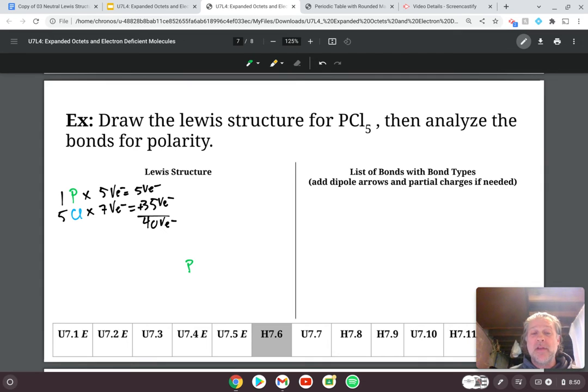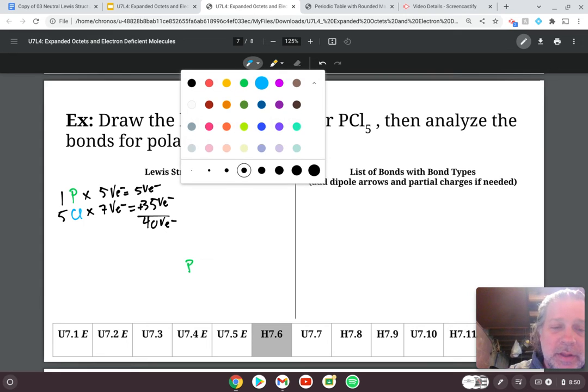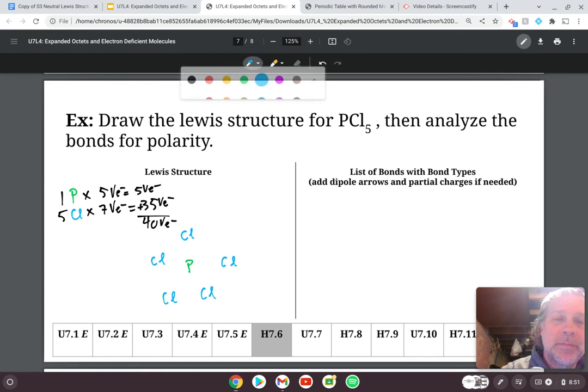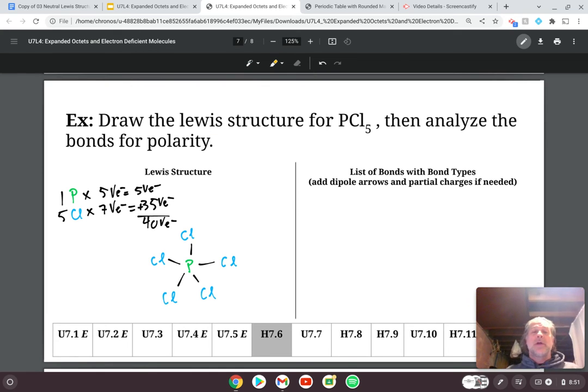And now I've got my chlorines, and I'm going to attach all of my chlorines to my phosphorus. So it's going to look something like this. Okay, and I'm going to attach them with a single bond. So 2, 4, 6, 8, 10. So 40 valence electrons minus 10 leaves me with 30 valence electrons to find a home for. Now, here's the thing.